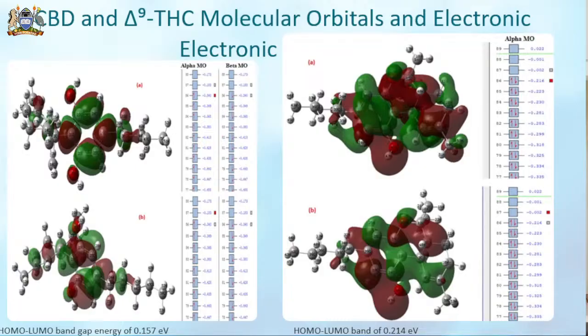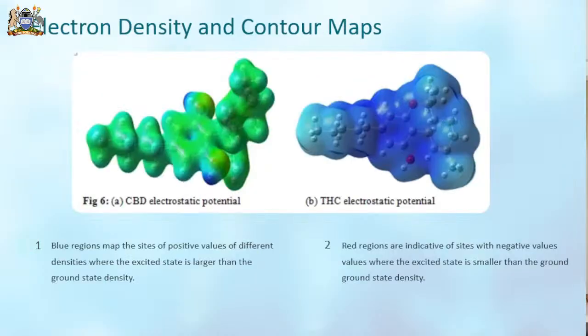So CBD here becomes so much more unstable compared to THC. Next slide, please. This led us to the generation of the electron density diagrams for both CBD and THC, as shown, where the blue regions show the sites of positive density values, while the red regions give us the negative sites, and how the electrons are moving along that molecule.